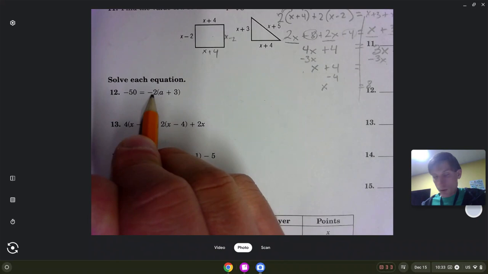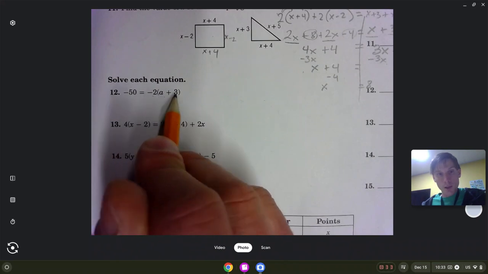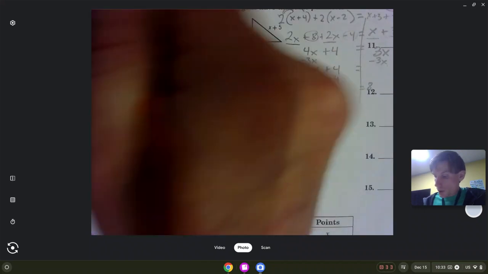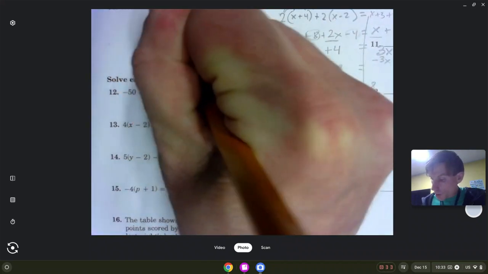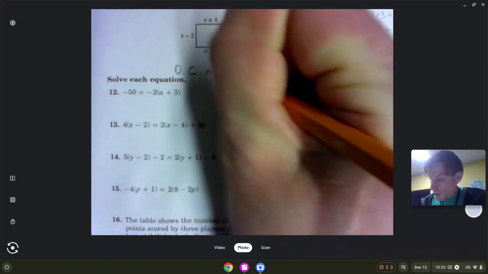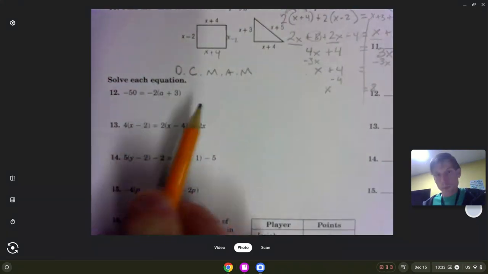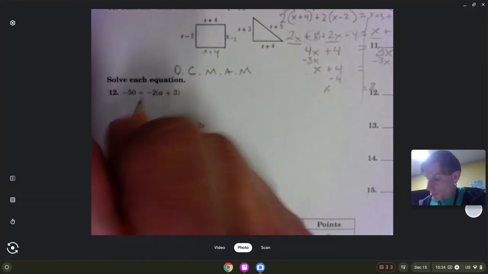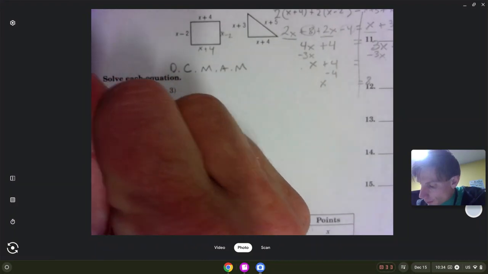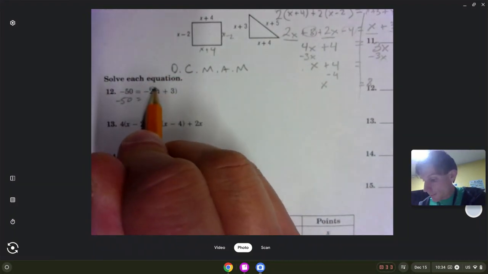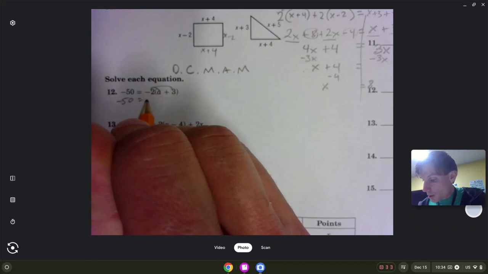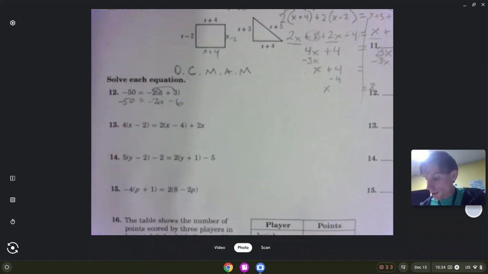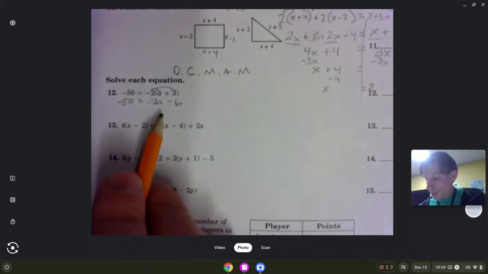So we have negative 2 times a plus 3. We're going to start with that D for distribute. Don't call me after midnight. D, we're going to distribute first. So we got negative 50 equals negative 2 times a and negative 2 times 3. Negative 2a, negative 2 times 3, negative 6 or minus 6. Distribute, great. Combine like terms.